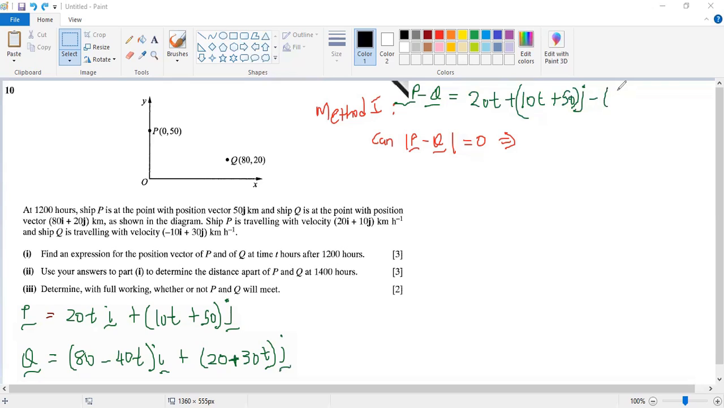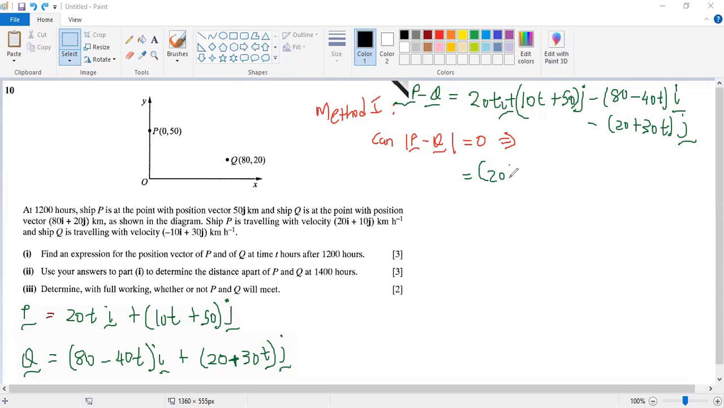So the Q we just copy. The minus means this one becomes negative, so let's put it in brackets first. That one becomes negative also: 20 plus 30t of the j. When we simplify this, this is an i here. We could split all of it, 20t i. It's the same technique either way. Instead of splitting, we just group it inside the bracket.